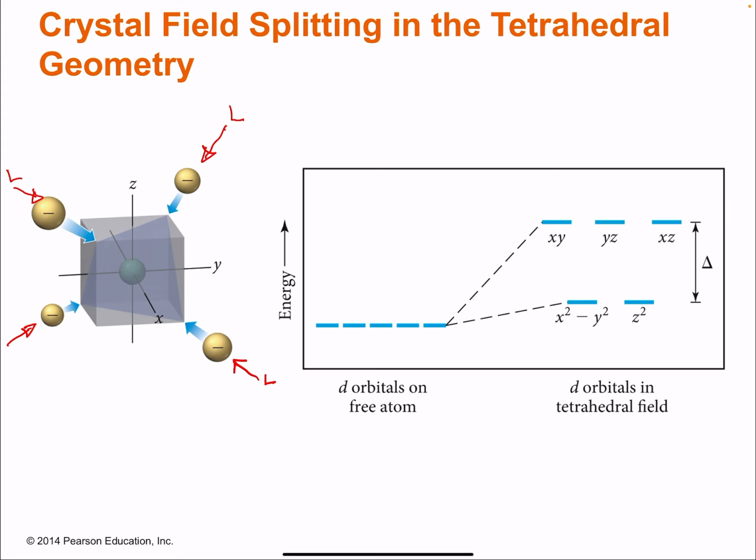So that's it. If you know your octahedral splitting pattern and the orbital designation, you should know that the tetrahedral is exactly the opposite because the orbitals approach from the off-axis direction.